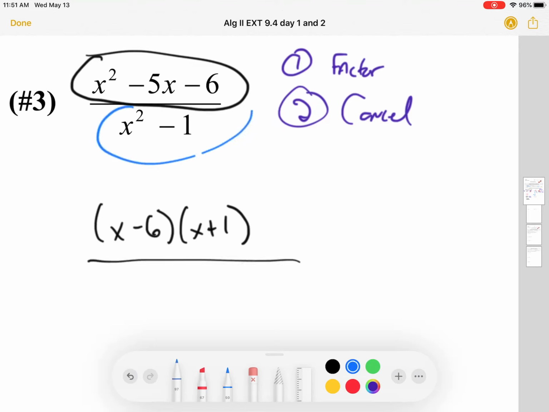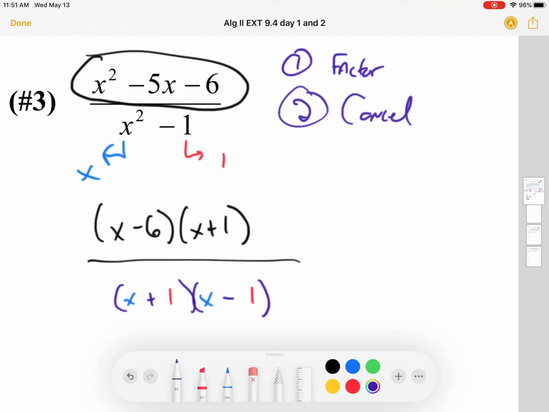Now I'm going to do the same thing for the bottom. I have x squared minus 1. How the heck do I factor that? Well, just like before, this is a difference of squares. The square root of x squared is x. The square root of 1 is 1. So when I factor this, it's going to come down to x comes first, 1 comes second, one's plus, one's minus.